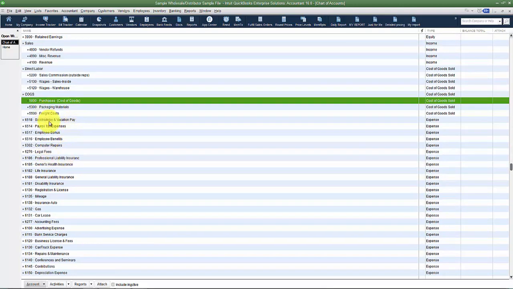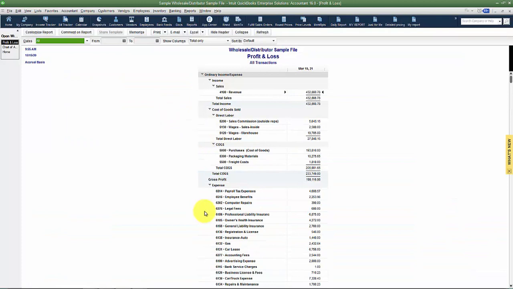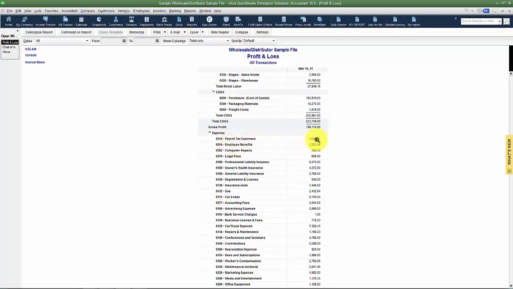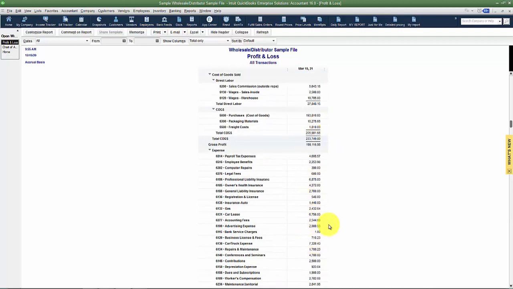Because when I look at my expenses right now, if I were to run a profit and loss statement, let's just go ahead and do this. Profit and loss. So I go, okay, I have payroll taxes, I paid this much, and then employee benefits, I paid this much, but how much in total did I pay for payroll? Well, I don't know. Let's keep going down. I had legal fees of this and professional liability here, and then down here I have some accounting fees, but how much in total did I pay for professional fees? I don't know, because I would have to do that math and figure it out.